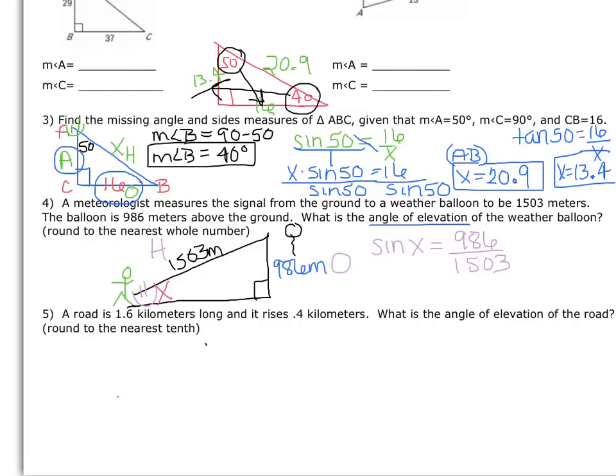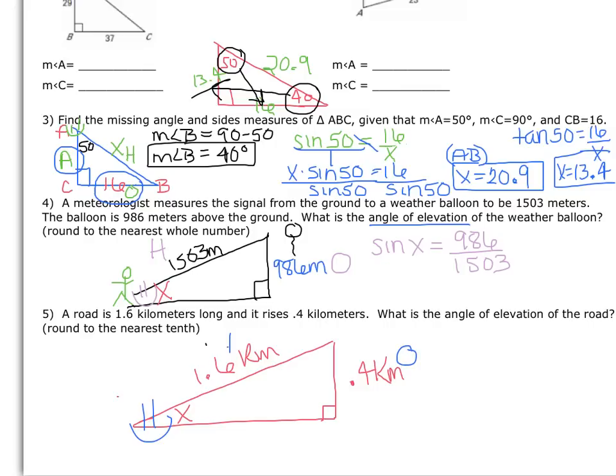A road is 1.6 kilometers long. All right, so we have a road. It's 1.6 kilometers long. It's rising 0.4. And it wants to know, what is the angle of elevation of the road? So we have our road, it's rising, so it's really like a hill, basically. So again, we need this angle, we need it given. So that sine of the angle is equal to the opposite over the hypotenuse. That's the setup for inverse trig. And like I said, we'll finish the calculations when we get back to class.